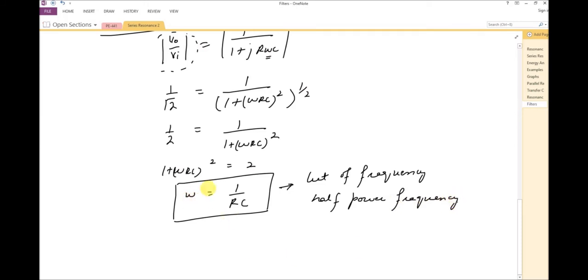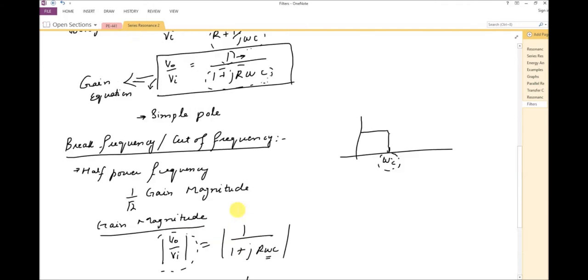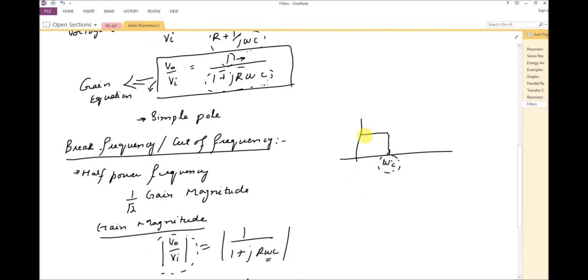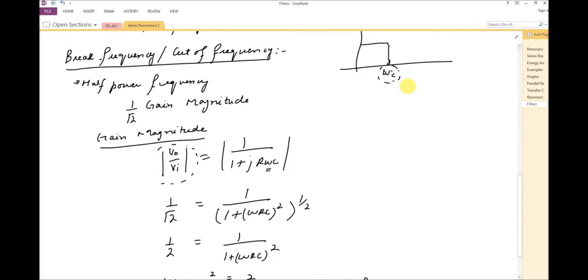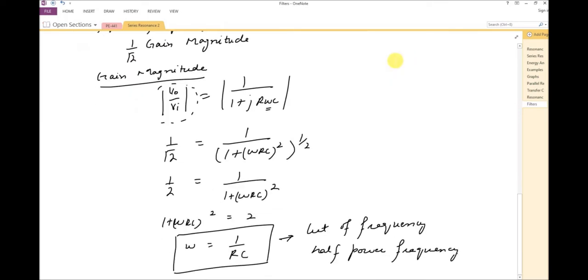This frequency actually depends on the values of resistor and capacitor. So if you have to change this cutoff frequency for the low pass filter, you just have to vary the resistor and capacitor value, and then you can change the frequency values that you can allow to pass through the filter. So this was your cutoff frequency.